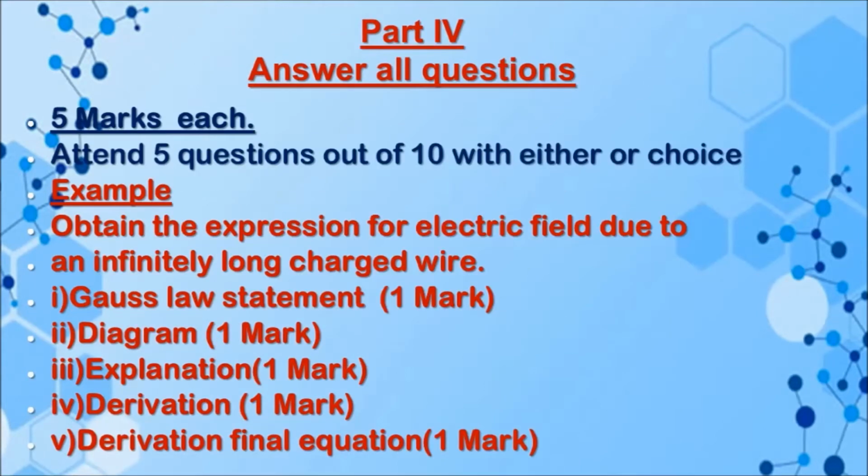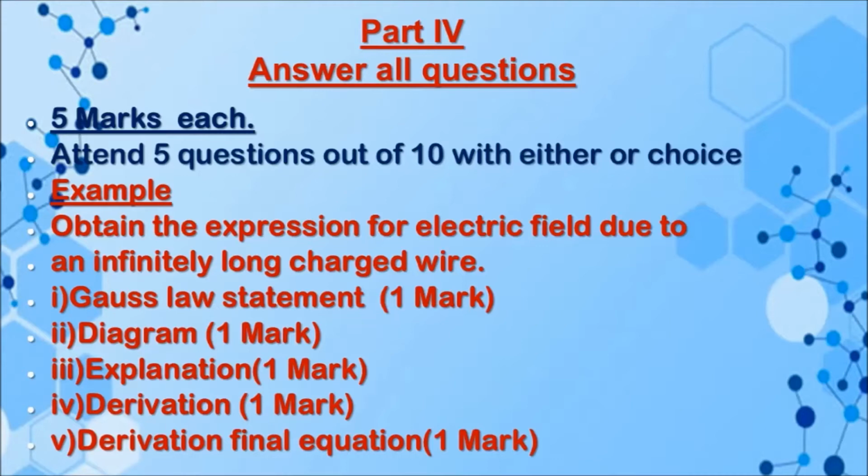So the last part, part 4, is a 5 mark question. You have to attend any 5 questions. So 5 into 5, 25 marks. It is the either-or choice type. If you attend one 5 mark question, the 5 marks can be subdivided into statement 1 mark, diagram 1 mark, explanation 1 mark, derivation 1 mark, then derivation final equation 1 mark. If you attend the 5 questions correctly, you get full marks.